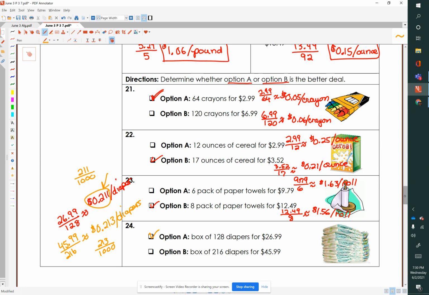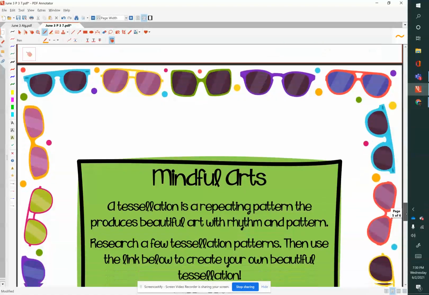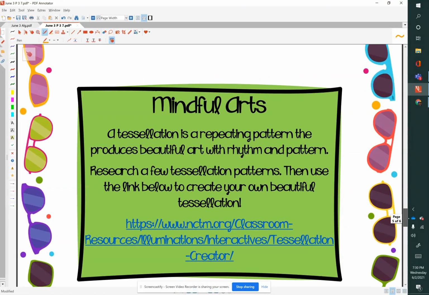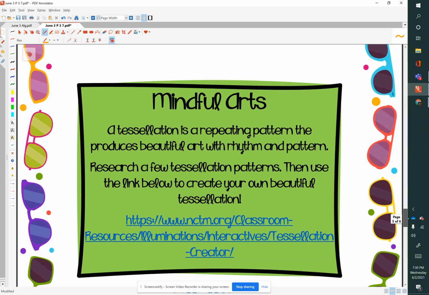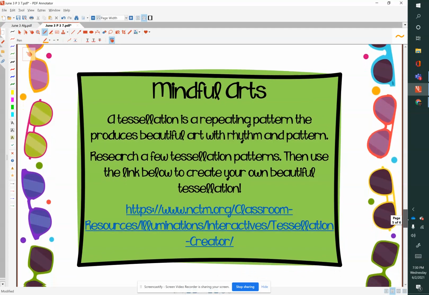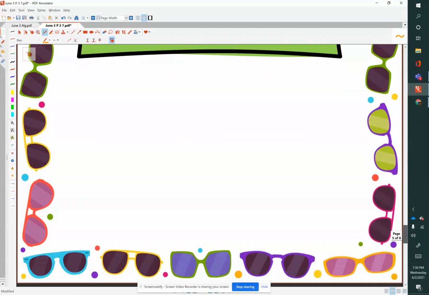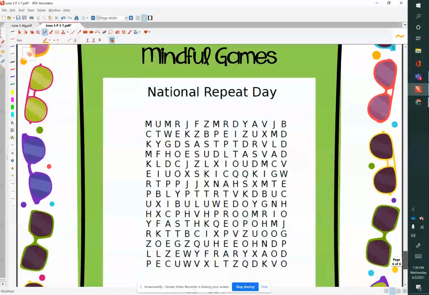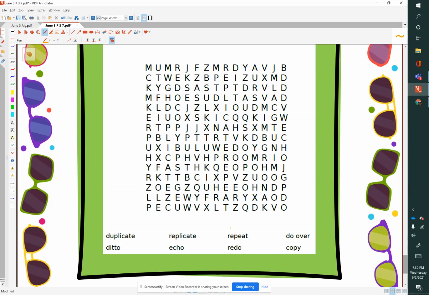So good job today. You worked hard as always. I'm very proud of you. I have something fun I'd love you to try. I put a link in class notebook. It's a little digital tessellation creator that I thought would be fun. You have a couple minutes at the end of the period. And for National Repeat Day, I've got all words that mean repeat. So go ahead and have fun with those. So thank you for your hard work. And I'm going to repeat hearts for you today because you're all working so hard. And remember, with practice, you'll be great.